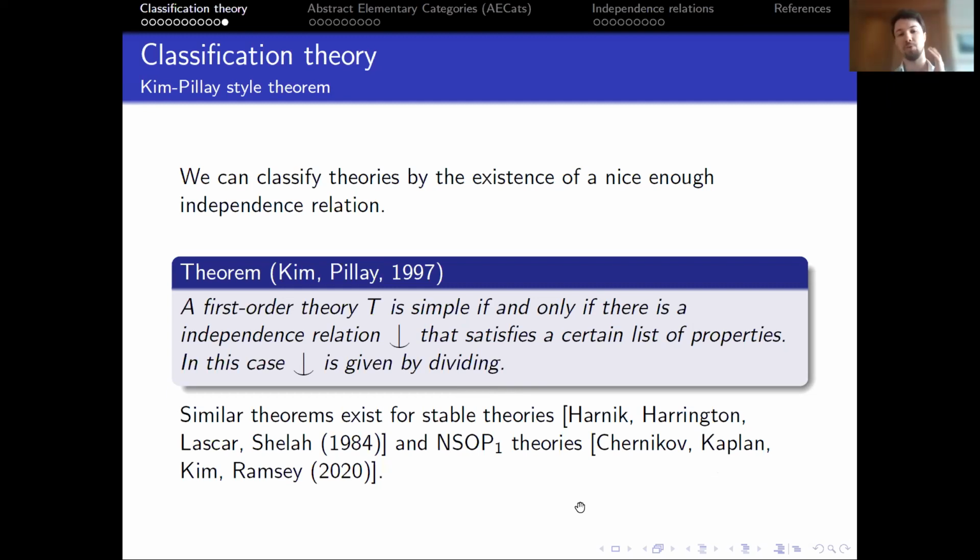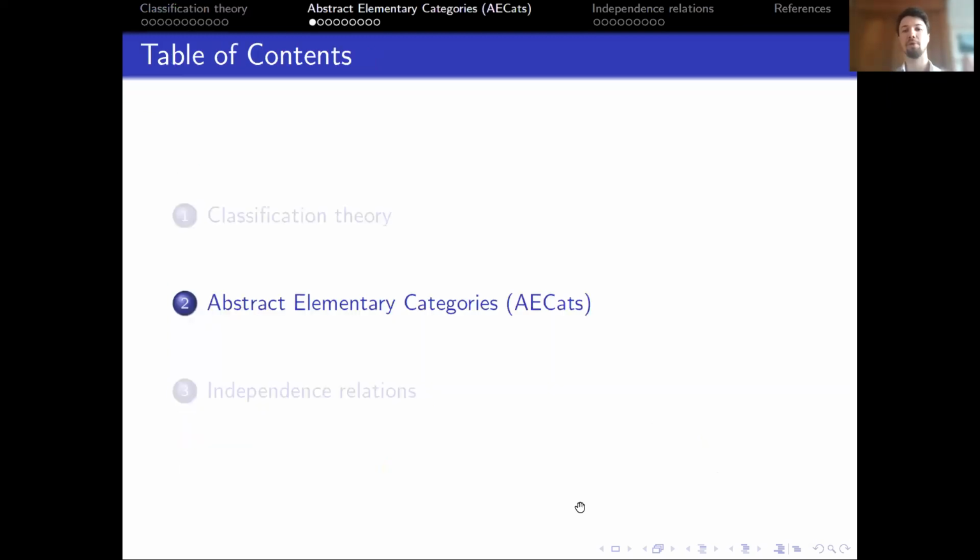So now the goal will be to do this, but category theoretically, and for that we need a framework to work in. This will be the framework of what I call abstract elementary categories.